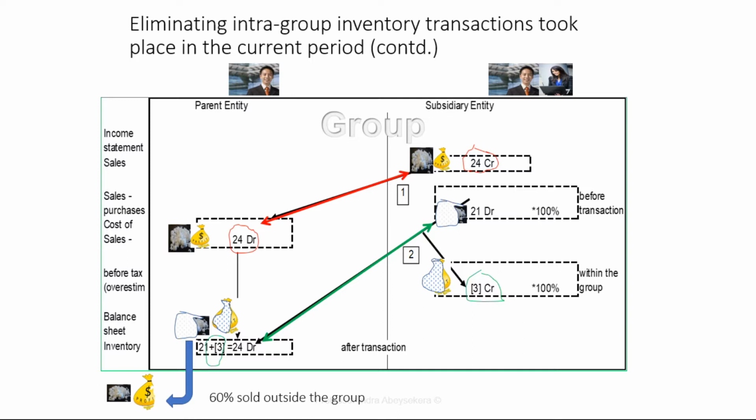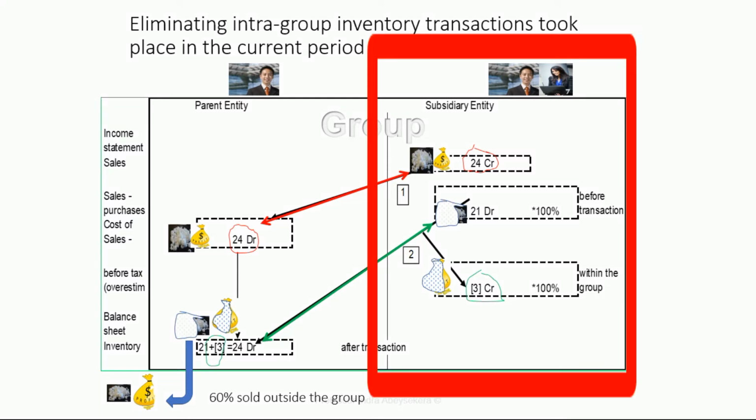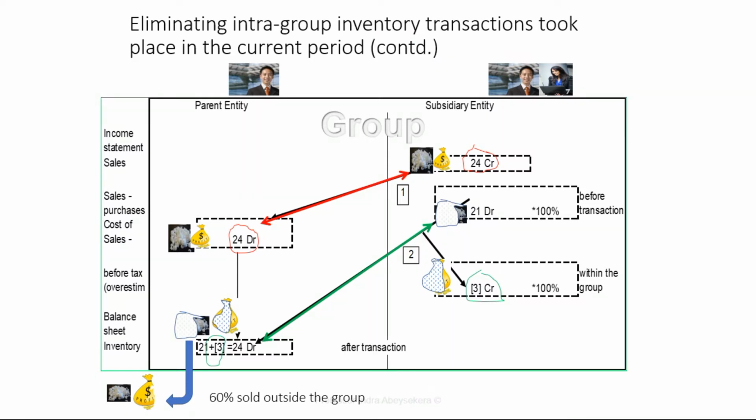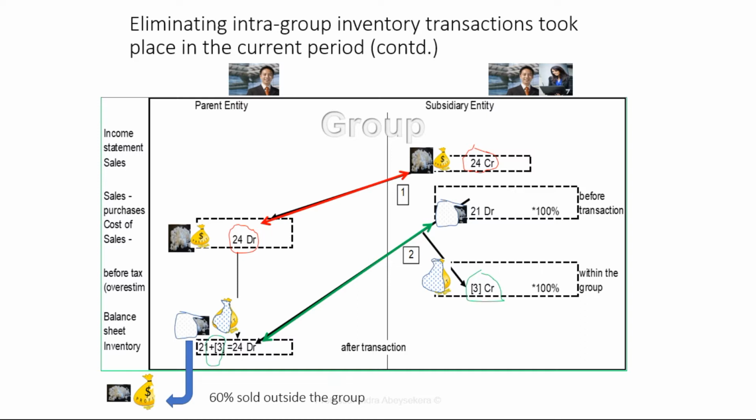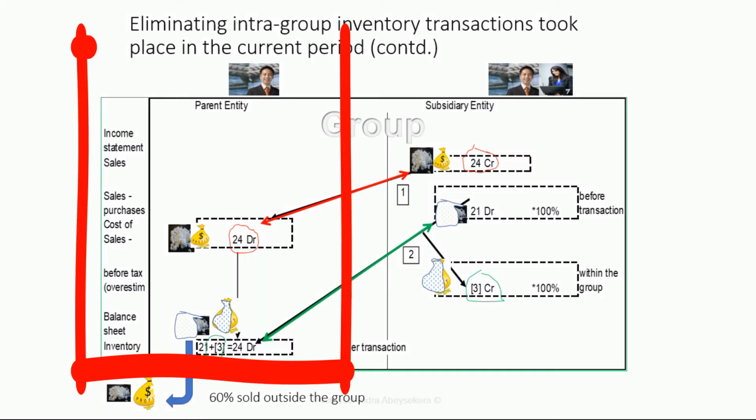If you look at this in a graphical form, the subsidiary sold inventory costing 21 million at 24 million and made a gain of 3 million. That 24 million was bought by the parent entity and recorded as purchases under cost of sales. At the end of the financial year, it was transferred to the balance sheet as inventory. Here, for this illustration, we are assuming that the parent entity is following the periodic inventory system.